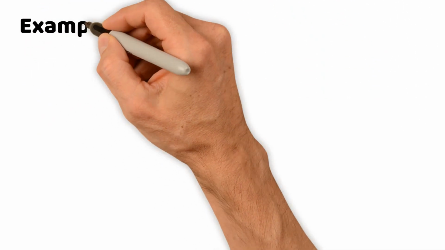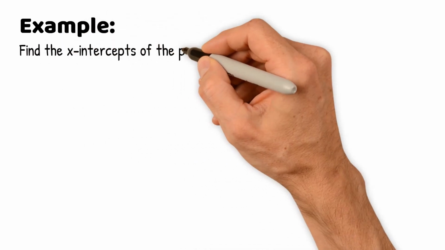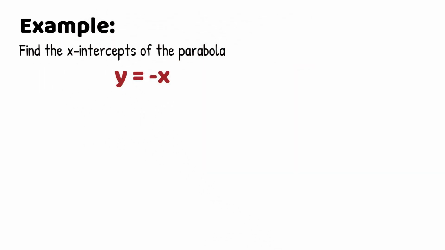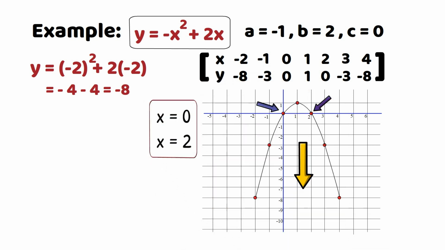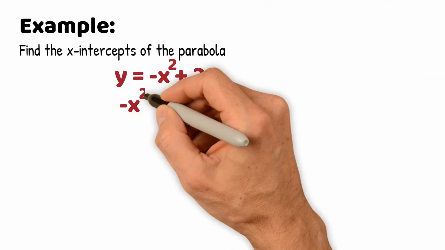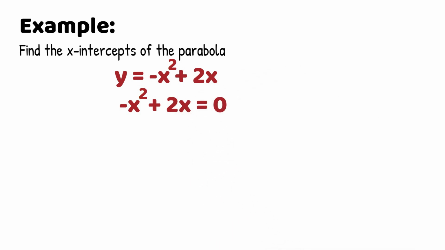Let's look at a couple of examples. Example 1. Find the x-intercepts of the parabola y equals negative x squared plus 2x. This is the parabola we graphed earlier. Visually, we can see that the x-intercept occurs where the x-coordinate is either 0 or 2. But we can also get this result algebraically by solving the equation negative x squared plus 2x equals 0.